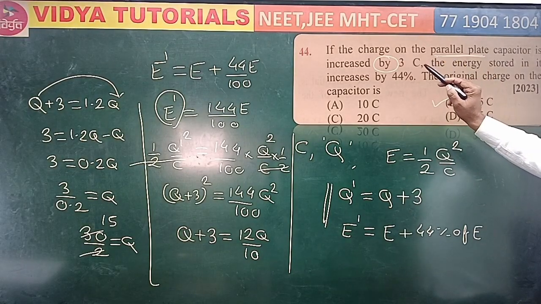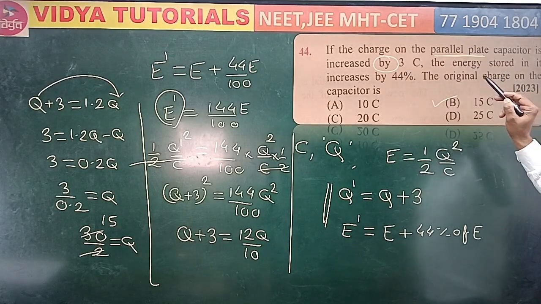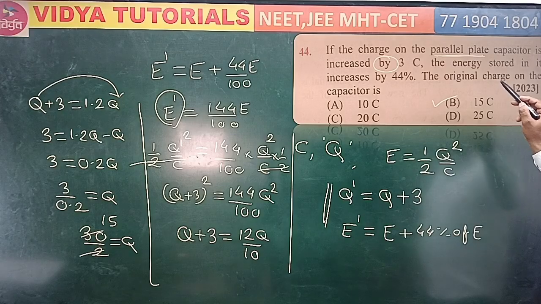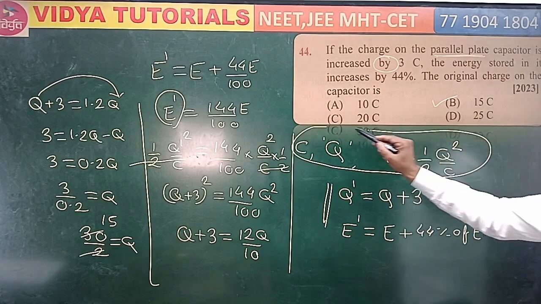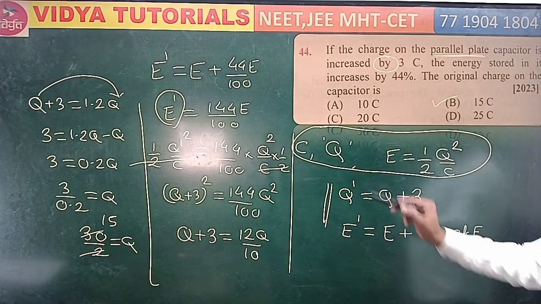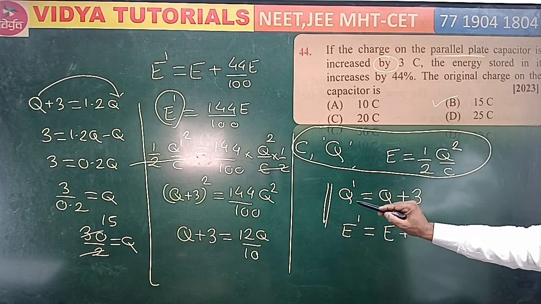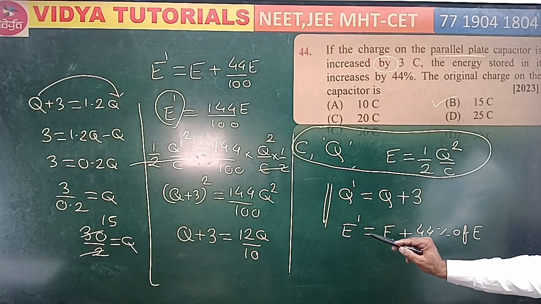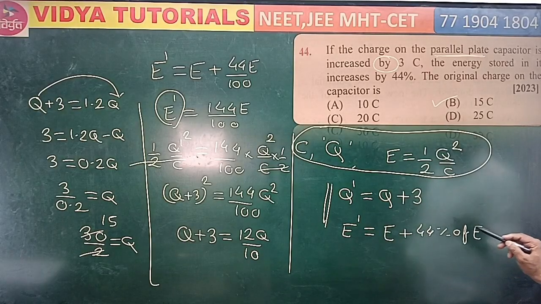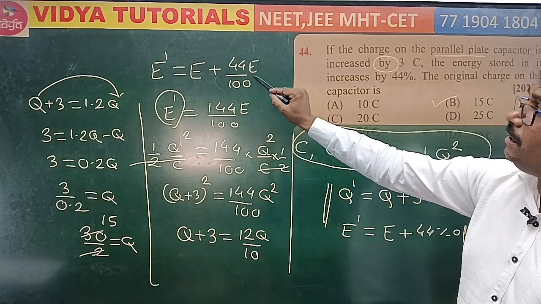Here the condition is given that the charge on the parallel plate capacitor is increased by 3, and energy at the same time is increased by 44%. The question is to find the original charge on the capacitor. Therefore, first we consider C is the capacity of the capacitor, Q is the charge on it, energy half Q square by C. Now the new charge is increased by 3, meaning original charge plus 3. At the same time, the new energy is equal to original energy plus 44% of E.